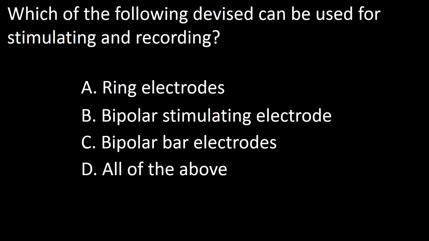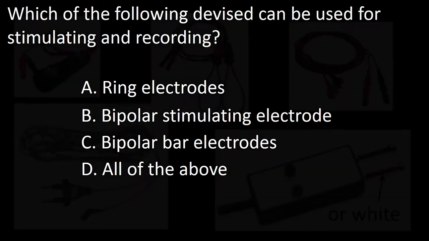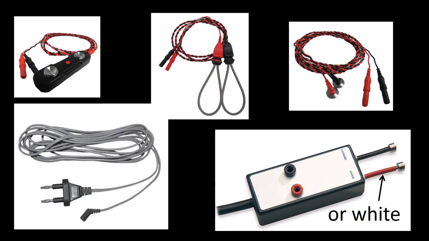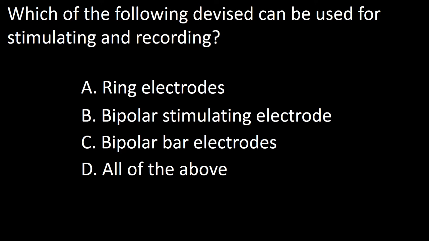Next question. Which of the following devices can be used for stimulating and recording? A. Ring electrode. B. Bipolar stimulating electrode. C. Bipolar bar electrode. D. All of the above. There are many devices that can be used to stimulate nerves. Five of them are represented in this frame. The devices that can be used to stimulate and record are the ring and the disc electrodes. So the answer to this question is A.